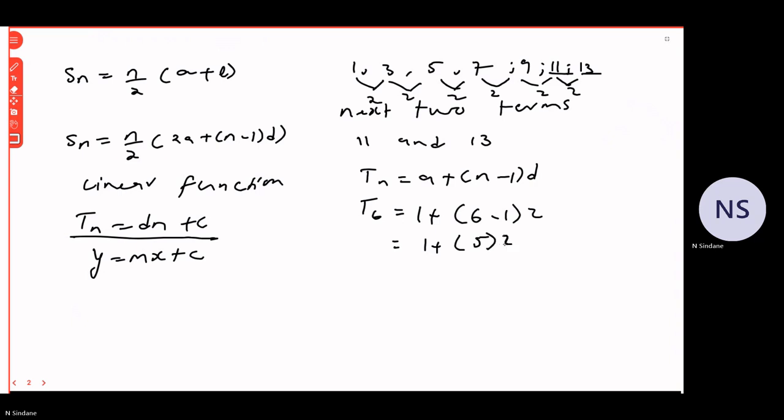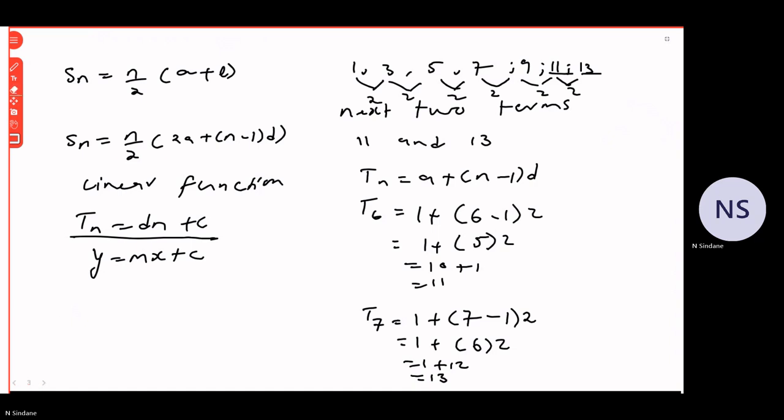And then if I want to calculate T7, I'll say T7 is equal to a, which is 1, plus (7 minus 1) times 2. This gives me 1 plus 6 multiplied by 2, which is 1 plus 12, which is 13. That's how you can calculate the next two terms. Either you can use this format or you can use this format. Whichever format suits you and whichever you prefer, you can use it. Let's go to the next page.